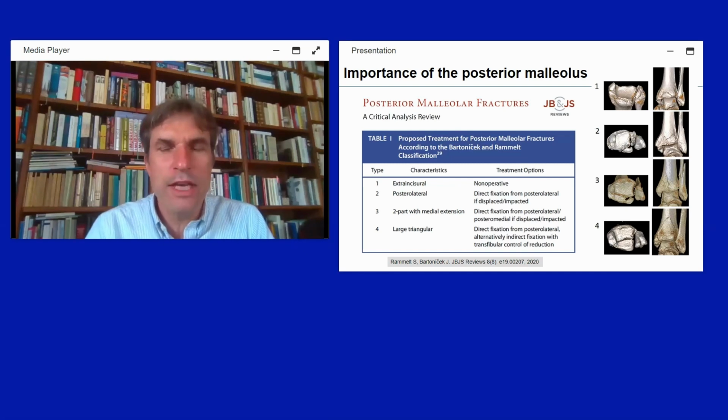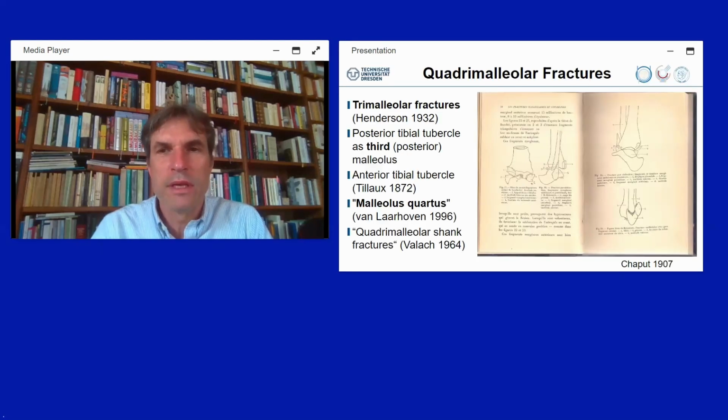So everybody has agreed on that, and meanwhile a bit more sophisticated systems have been elaborated on when and how to treat them. Our preference is to treat them even if they are smaller in size, if they're displaced, and particularly if they have intercalary fragments or depressions of the joint.